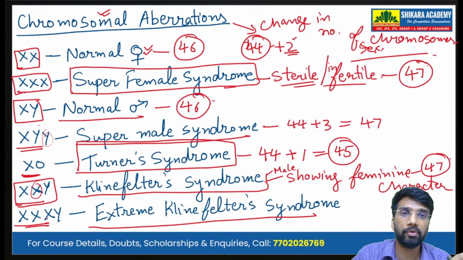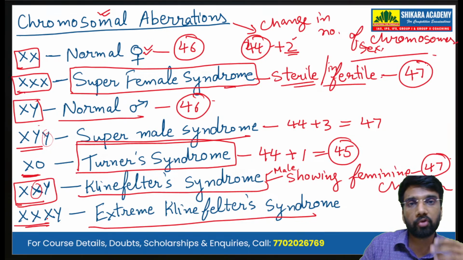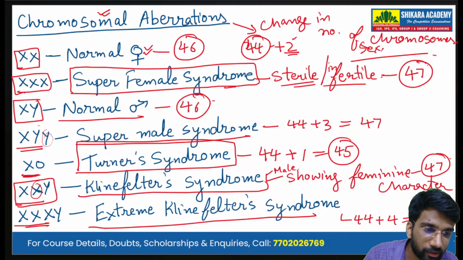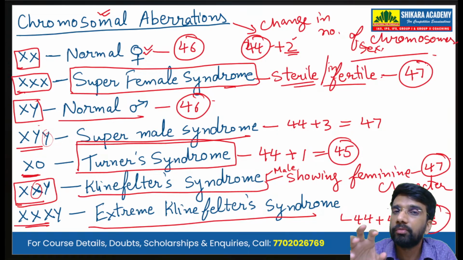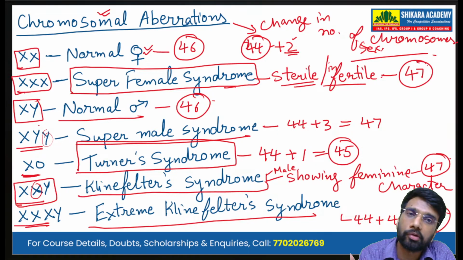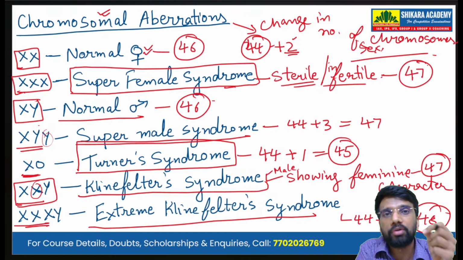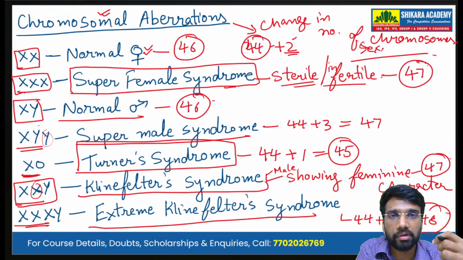So the total number of chromosomes here will be 44 plus 4, that is 48 chromosomes. Out of these 48 chromosomes, 44 are autosomes, 3 are X chromosomes, and 1 is the Y chromosome. Now, this extreme Klinefelter syndrome individual will also show the same symptoms as the individual suffering from Klinefelter syndrome, but more than that. It is even more extreme, even more severe.